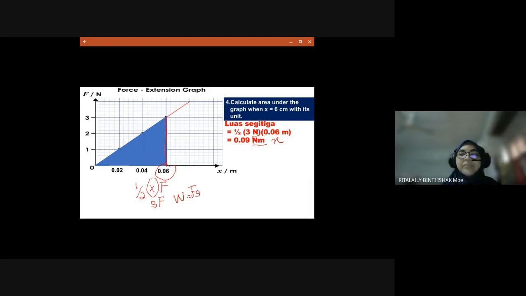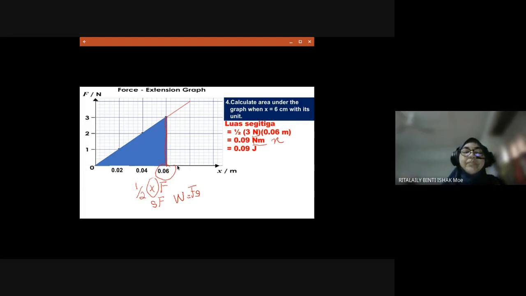Okay, so when you calculate the area under the graph for extension, actually you are calculating the work done. Okay, so 0.09 Newton meter, we can also write as 0.09 joule. Okay, work done by the spring to extend.